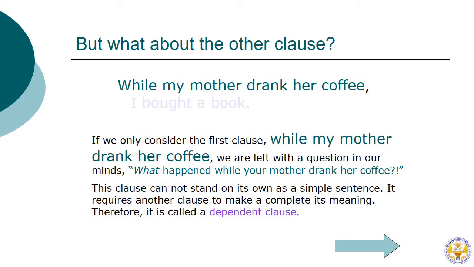But what about the other clause? While my mother drank her coffee. If we only consider this clause, we are left with a question in our mind: what happened while your mother drank her coffee? This clause cannot stand on its own as a simple sentence. It requires another clause to make it a complete meaning. Therefore, it is called a dependent clause.